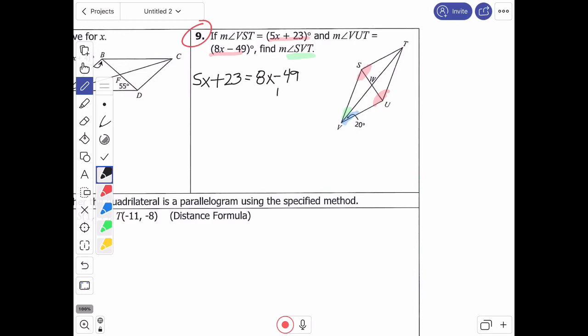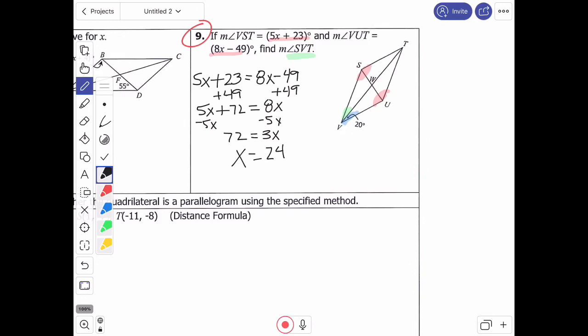I'm going to add 49. I get 5x plus 72 equals 8x. Subtract 5x. 72 equals 3x. And so then I get x equals 24.